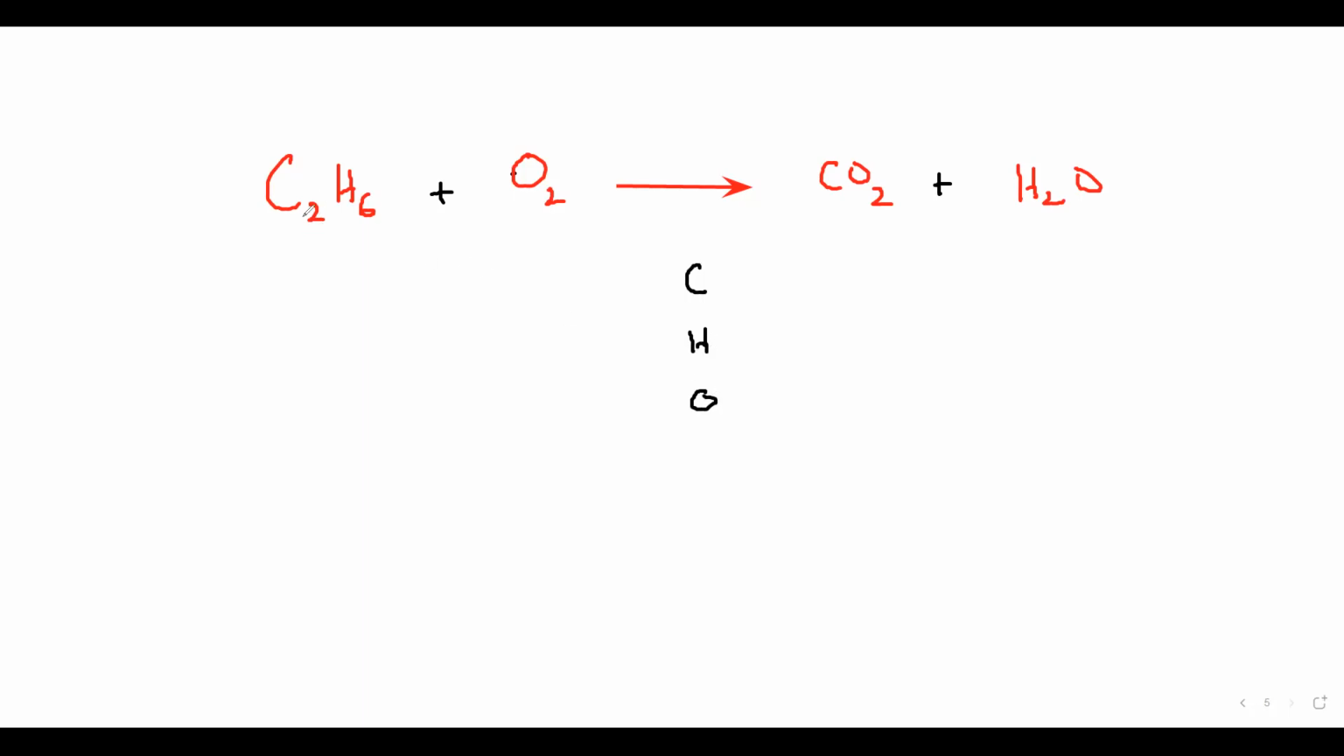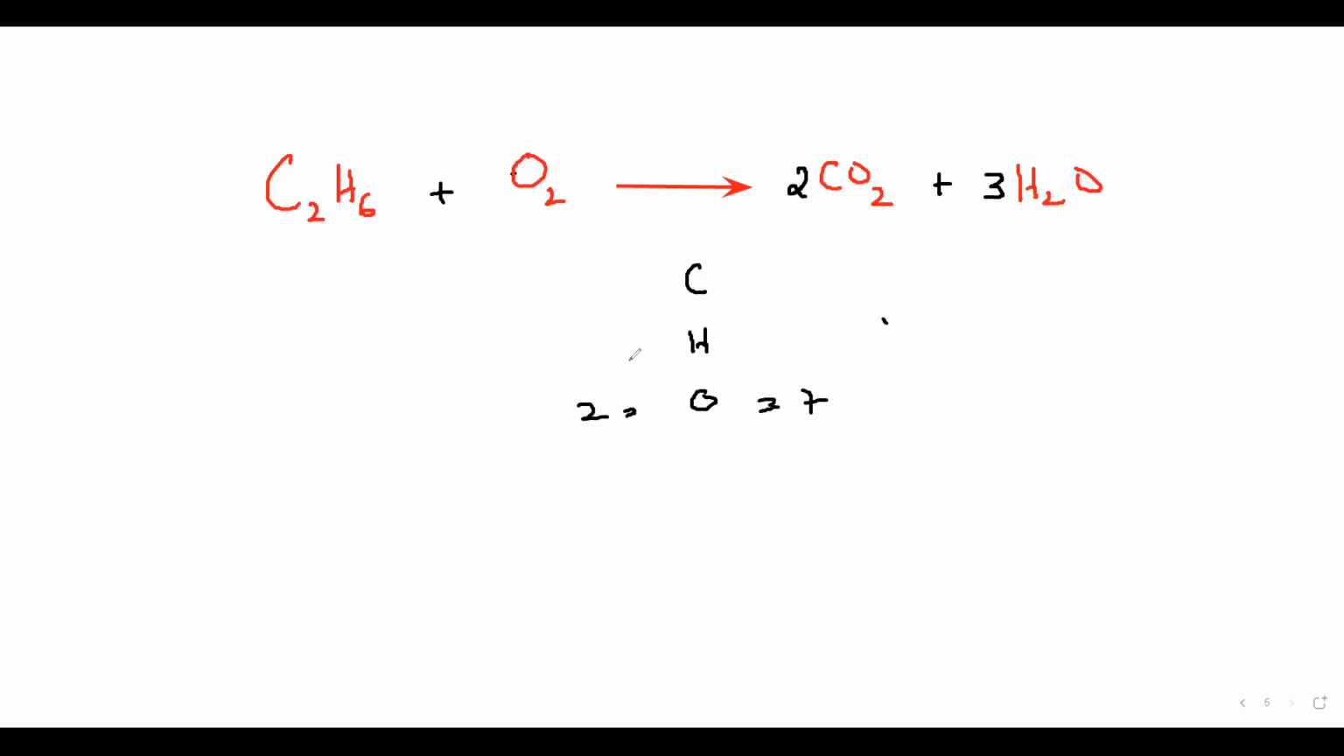So we have 2 carbon on the left. We should have 2 carbon, so we put 2, carbon is balanced. Then hydrogen, 6 hydrogen on the left and 2 hydrogen on the right. So we put 3, hydrogen is also balanced. Now what about oxygen? 2 multiplied by 2 is 4, plus 3, 7 oxygen on the right hand side. And there is only 2 oxygen on the left.